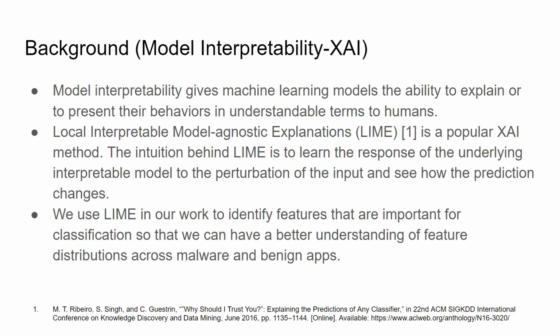And ultimately, we are going to look into explainable AI. Model interpretability gives machine learning models the ability to explain or to present their behaviors in understandable terms to humans. In this work, we use LIME, which is a popular explainable AI method. The intuition behind LIME is to learn the response of the underlying interpretable model to perturbations of the input and see how the prediction changes. We use LIME to identify features that are important for classification so that we can have a better understanding of feature distributions across malware and benign apps.